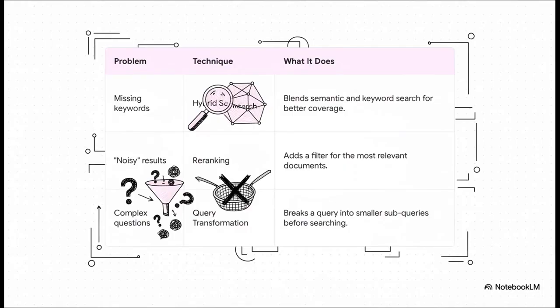So let's do a quick recap of our production toolkit. To catch those specific keywords we can't afford to miss, we use hybrid search. To get rid of all that irrelevant noise, we bring in a re-ranker. And for those really tricky, multi-part questions, we can even use something called query transformation to break the question down into smaller, bite-sized pieces before we even search. These are the tools that take RAG from a cool demo to a reliable system.